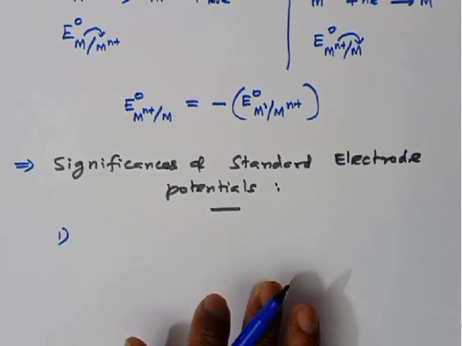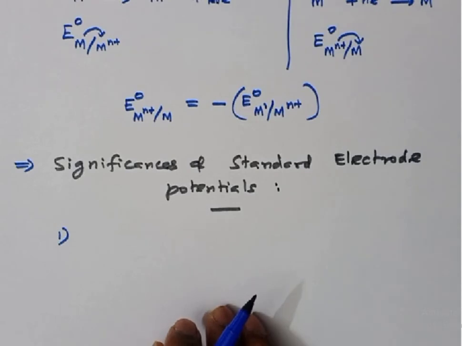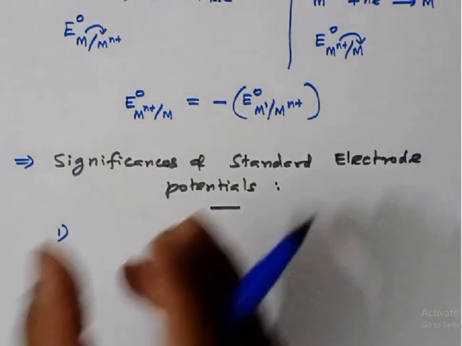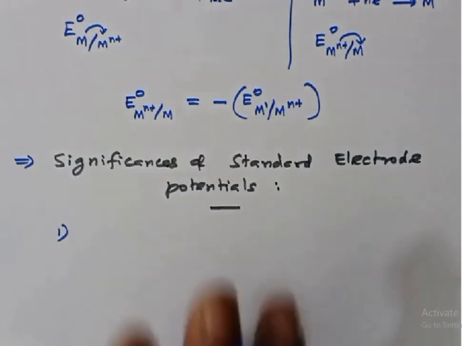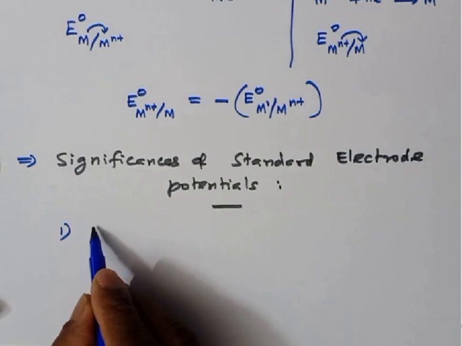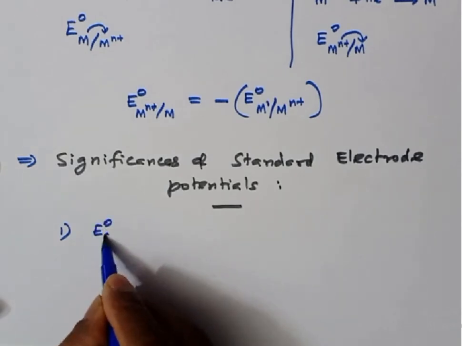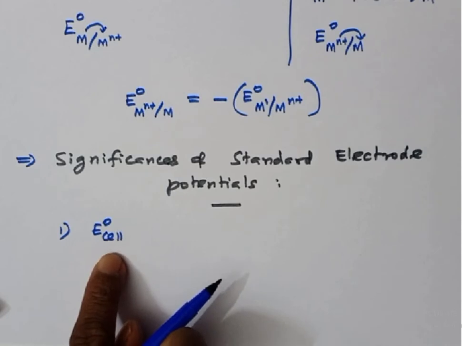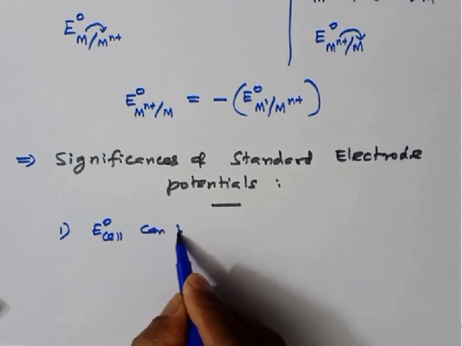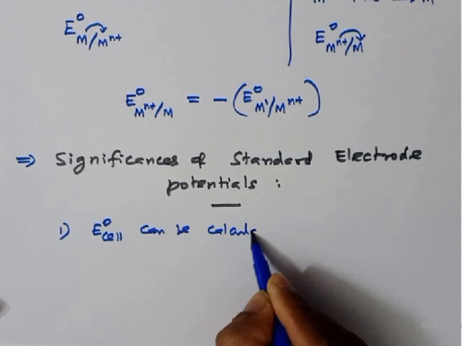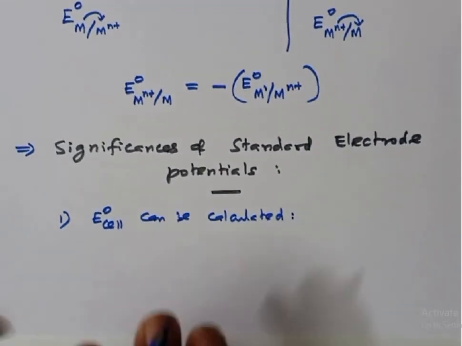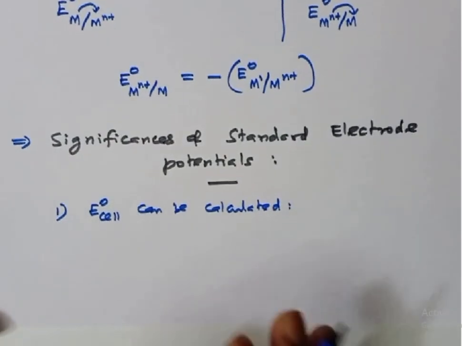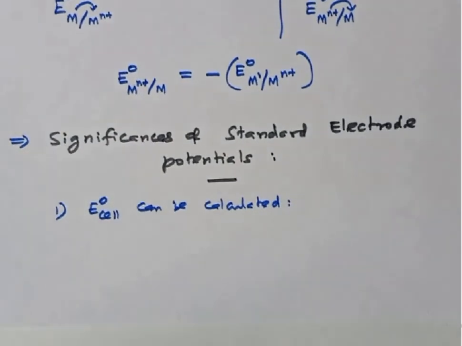Students, using these values, you can calculate standard cell potential of any cell. E0 cell, standard cell potential, can be calculated. What's the meaning? Suppose I'll take two half cells. Say, for example, let me give two half cells like this.